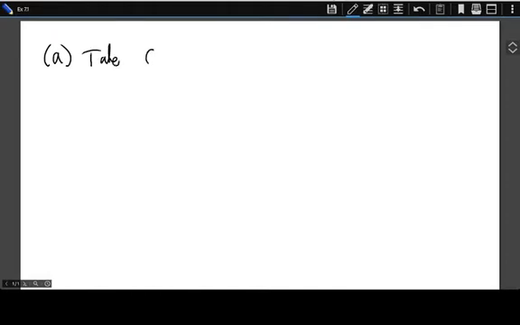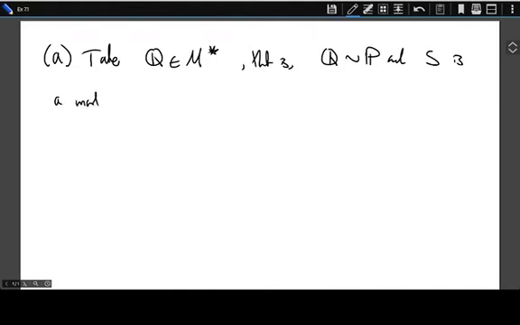Take Q an equivalent martingale measure. That is, Q is equivalent to P, and S is a martingale under Q. We want to describe the set of equivalent martingale measures, and we shall do so by describing this general equivalent martingale measure in terms of its values at the elements of omega.